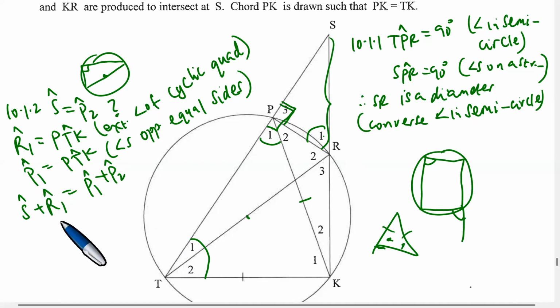And therefore, what is the conclusion here? Angle R1 is equal to angle P1 because they're both equal to PTK. So R1 is PTK, P1 is PTK, which means that R1 is P1 and therefore they cancel each other. And then it means that angle S is equal to angle P2. The reason for that is angle R1 is equal to angle P1.